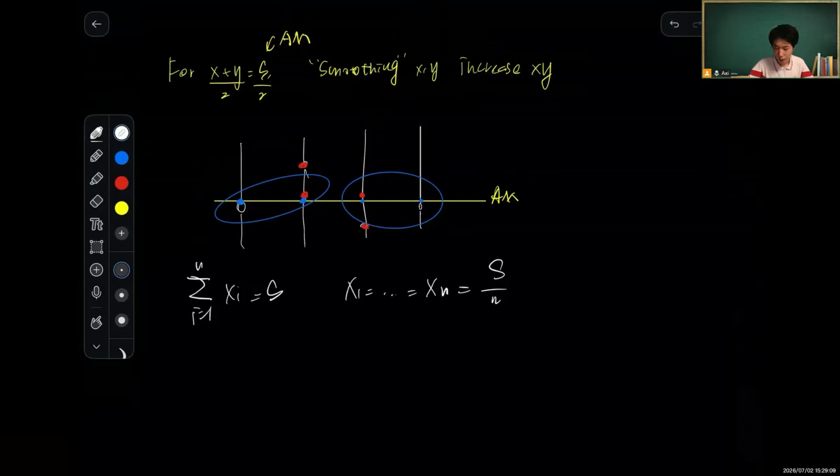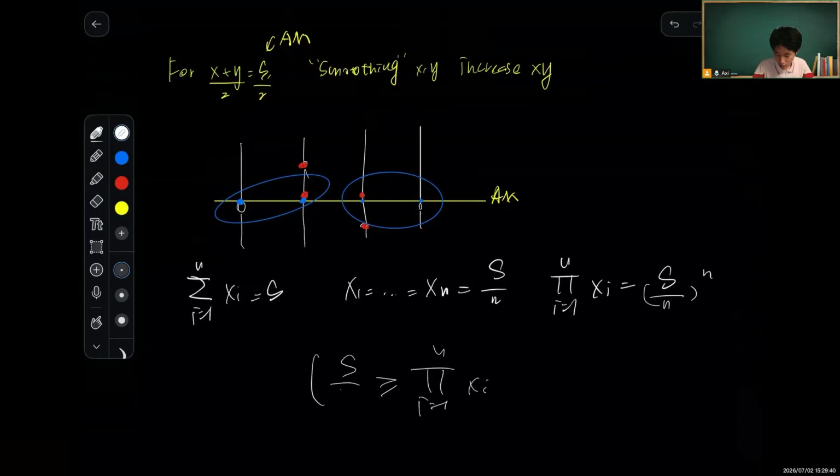What is the upper bound exactly? It is the product of all these x values. It is equal to s divided by n to the nth power. This is the upper bound. So that means the product of the x values is less than or equal to (s over n) to the nth power.